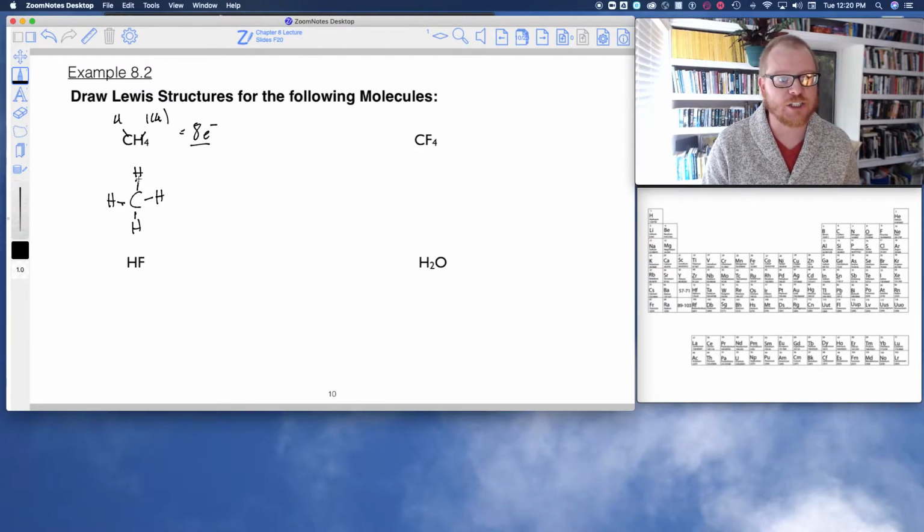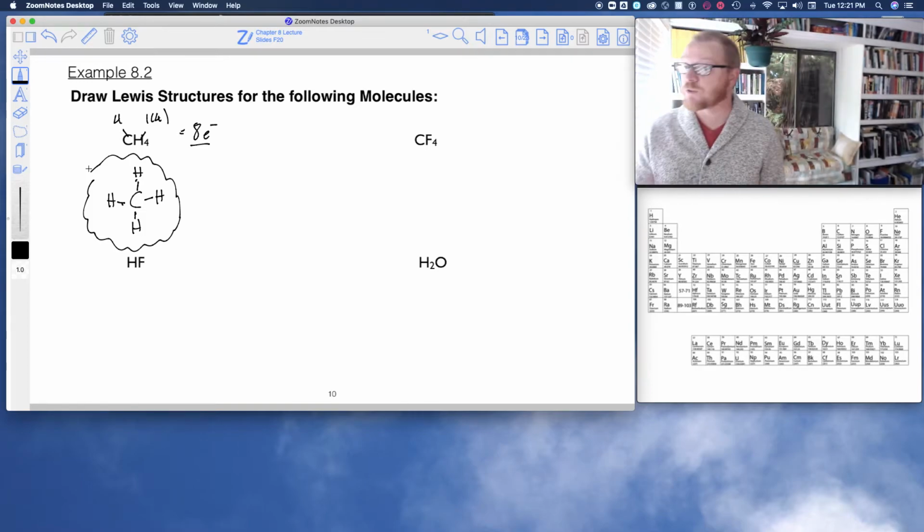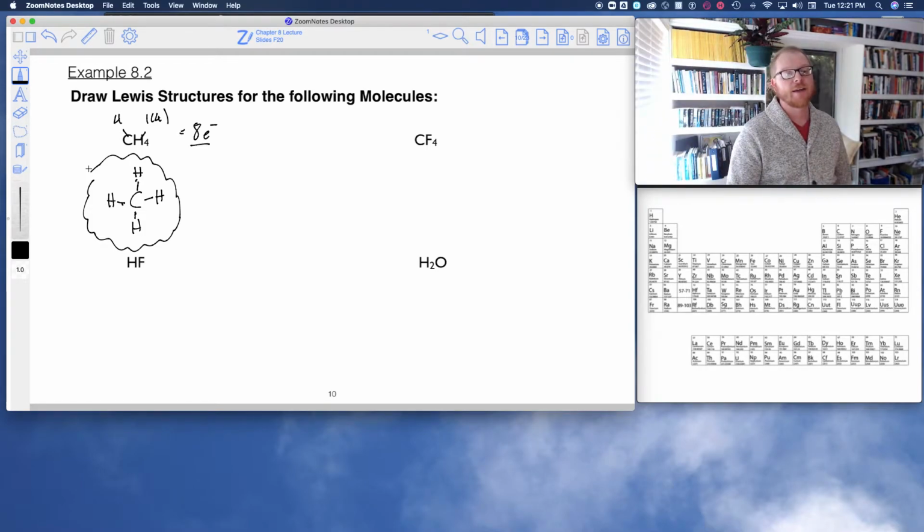This hydrogen is sharing 2 electrons with this carbon. So this hydrogen has 2. This hydrogen has 2. This hydrogen has 2. This hydrogen has 2. Fantastic. This is my Lewis structure for methane. So this one, you can see no lone pairs. It's very simple.